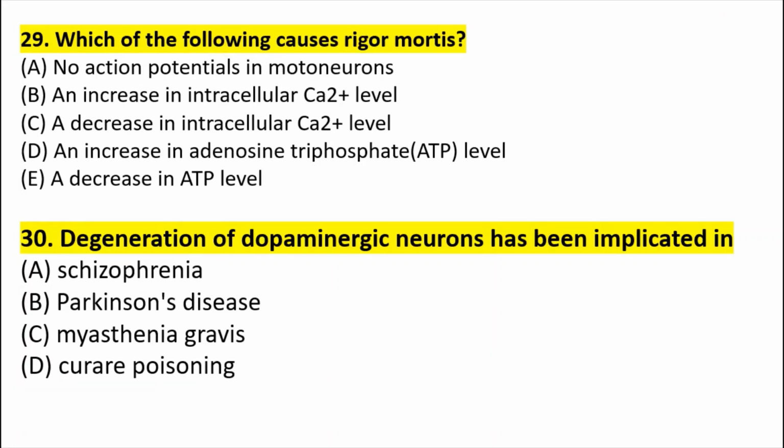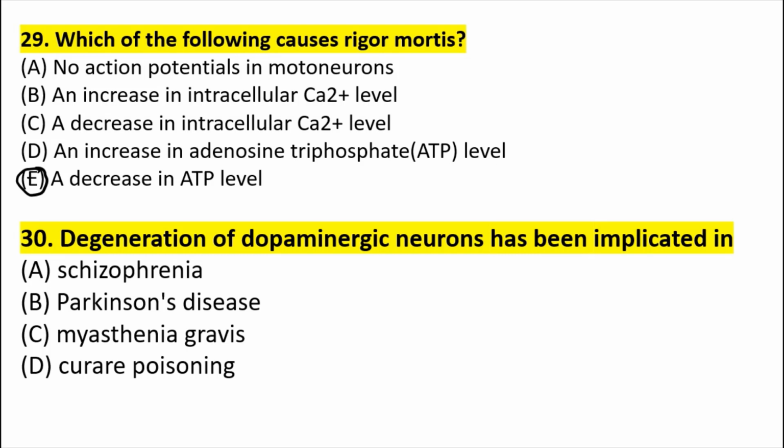29. Which of the following causes rigor mortis? A, no action potentials in motor neurons. No. An increase in intracellular calcium level. No. A decrease in intracellular calcium level. No. An increase in adenosine triphosphate level. No. So rigor mortis is caused by a decrease in ATP levels. Rigor mortis simply means that there is rigidity in the body and there is no movement.